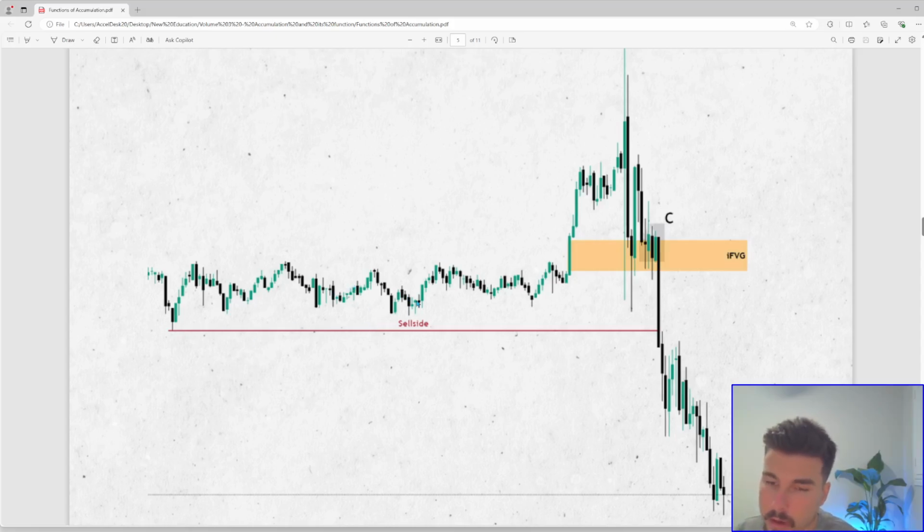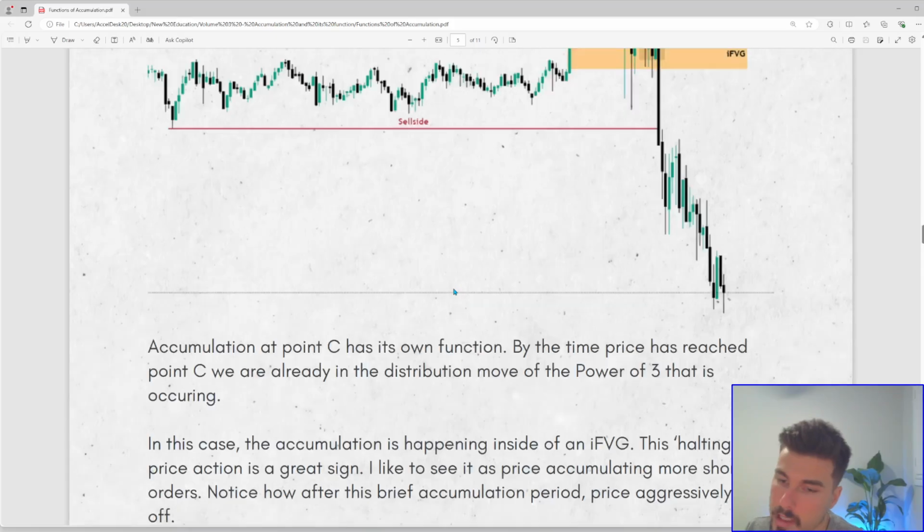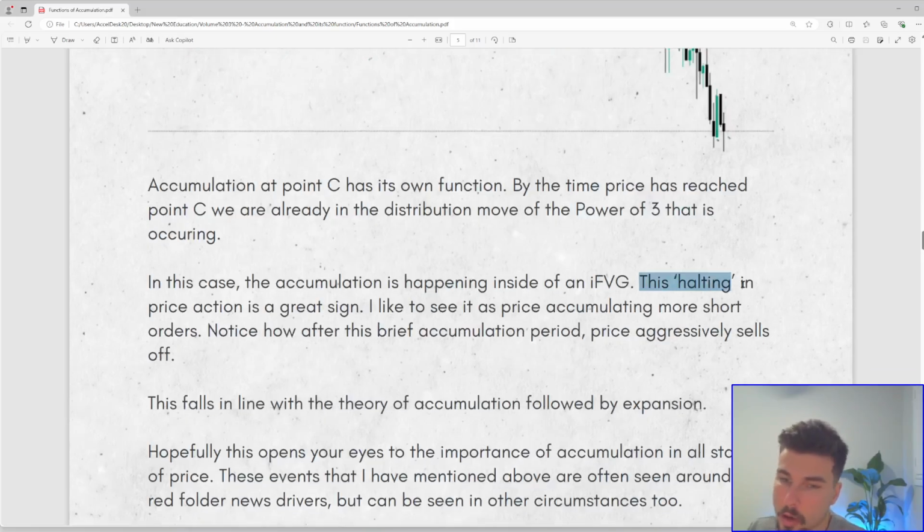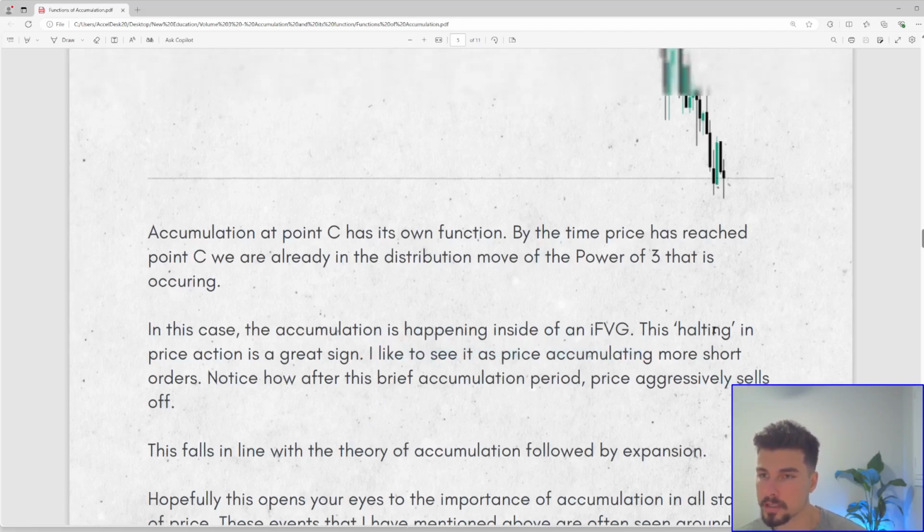We've got relative equal lows, we've got an accumulation pocket, we've got the market maker model, and what's price do? We stall or we halt just for a brief couple minutes, and then look at how price expands with a massive candle straight down to sweep that sell side liquidity. So again, what we notice here is this halting in price action is a great sign. I like to see this personally because I see this as price accumulating more short orders. So again, notice how after this brief accumulation, price aggressively sells off.